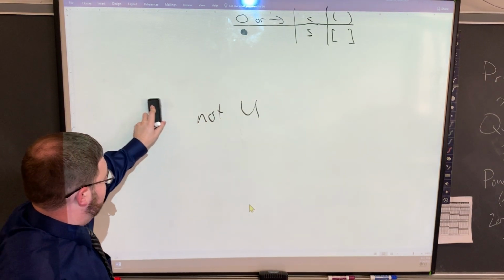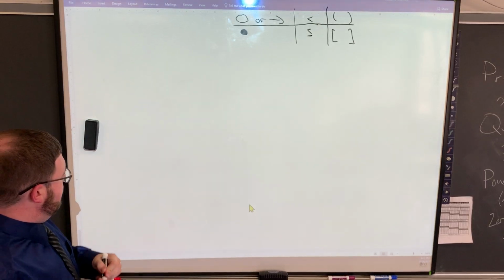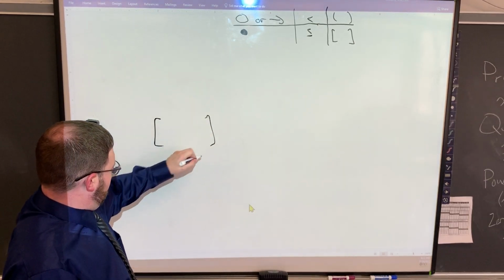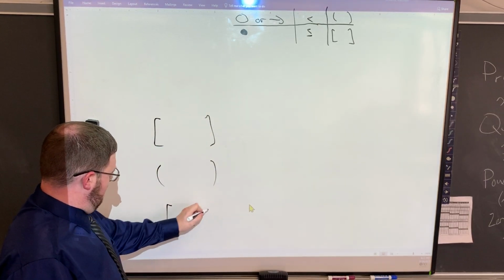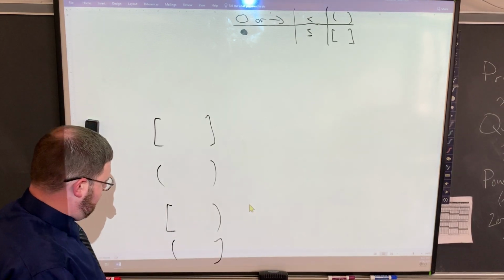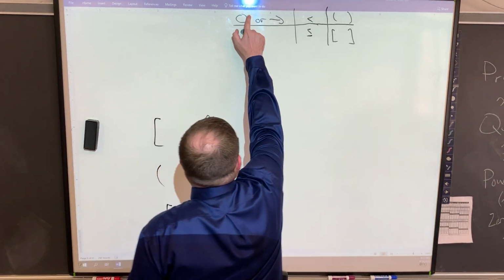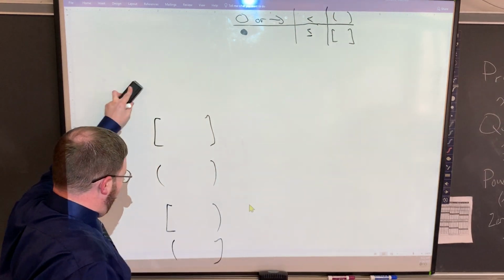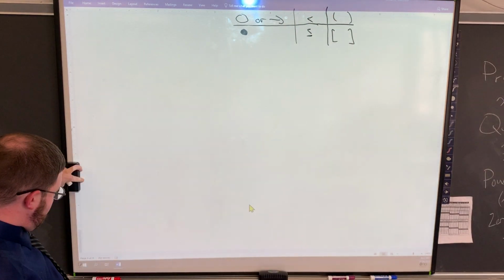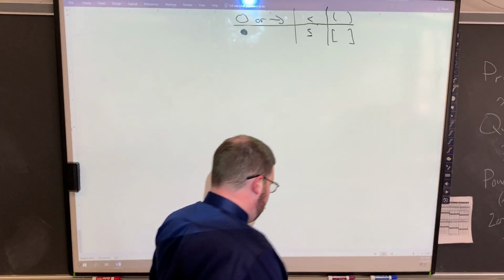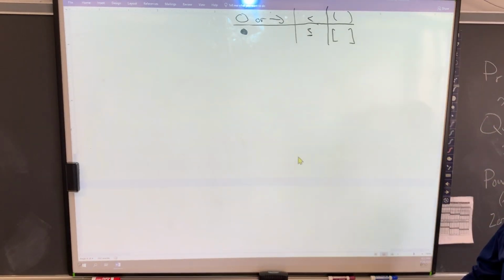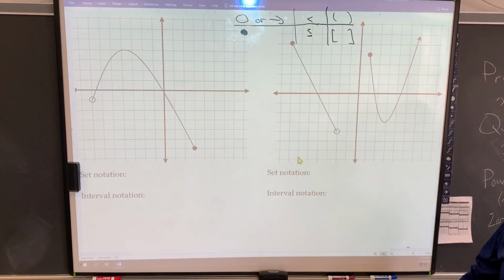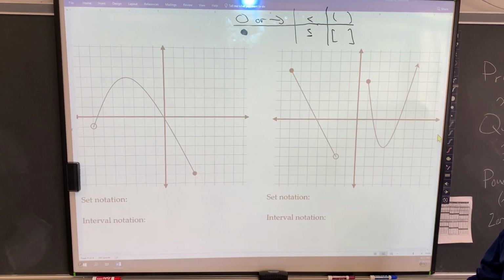Interval notation is written with either square brackets, parentheses, or one of one and one of the other. An open dot or an arrow is going to be a parenthesis. A closed dot is going to be a bracket. So these are using the same graphs as we had on the last video over set notation. Those are in Google Classroom. Make sure you have your notes pulled up as well.